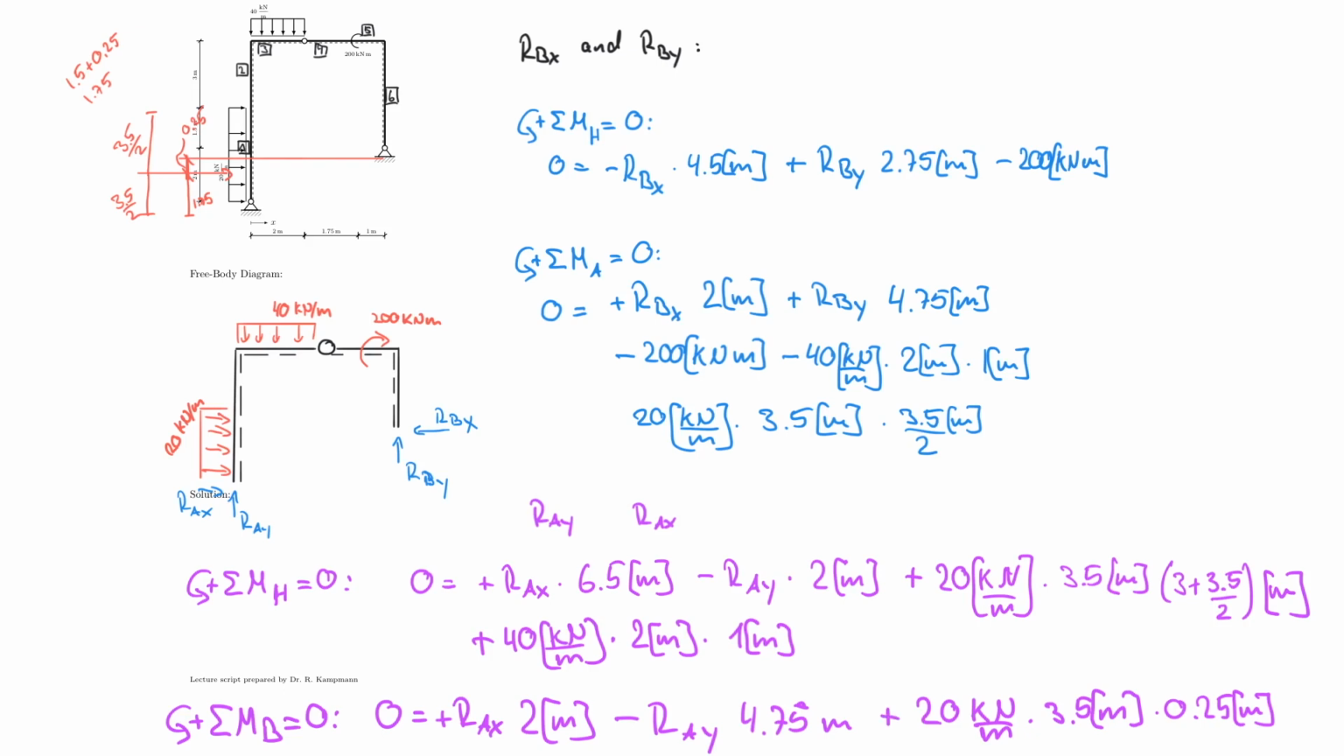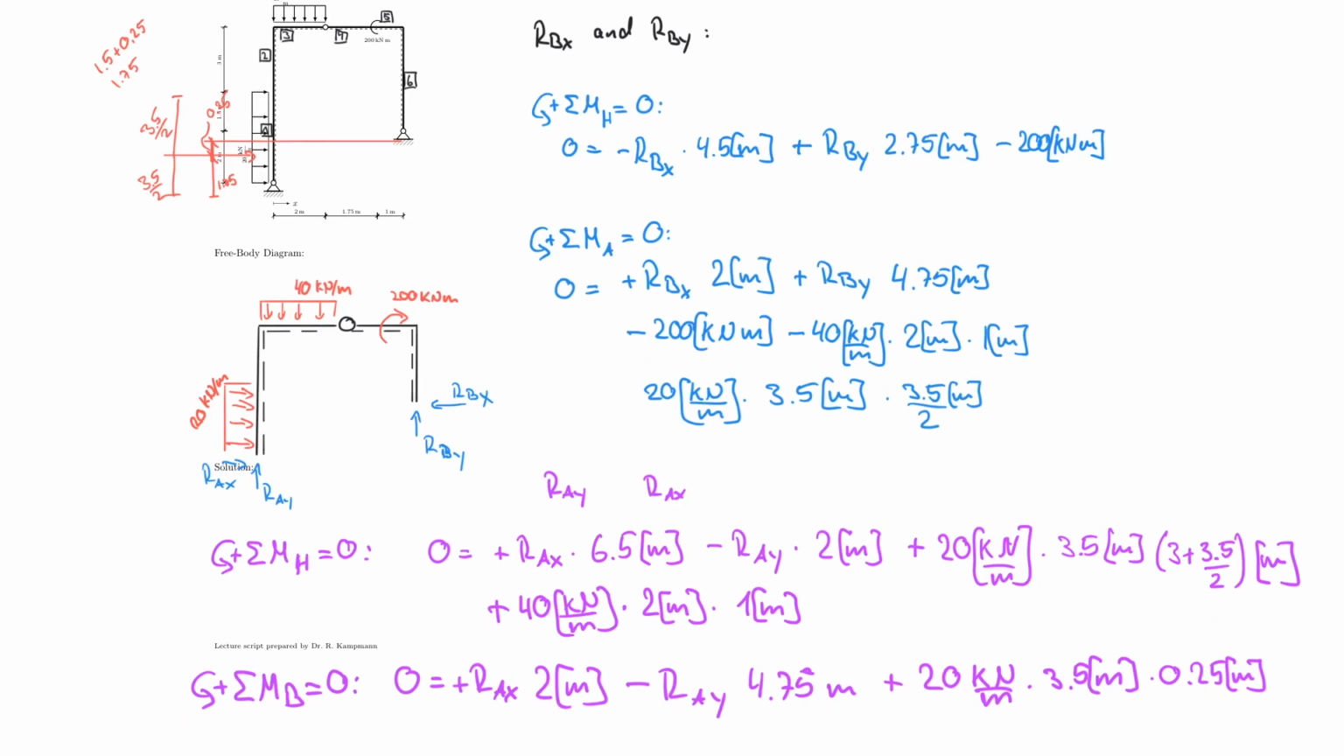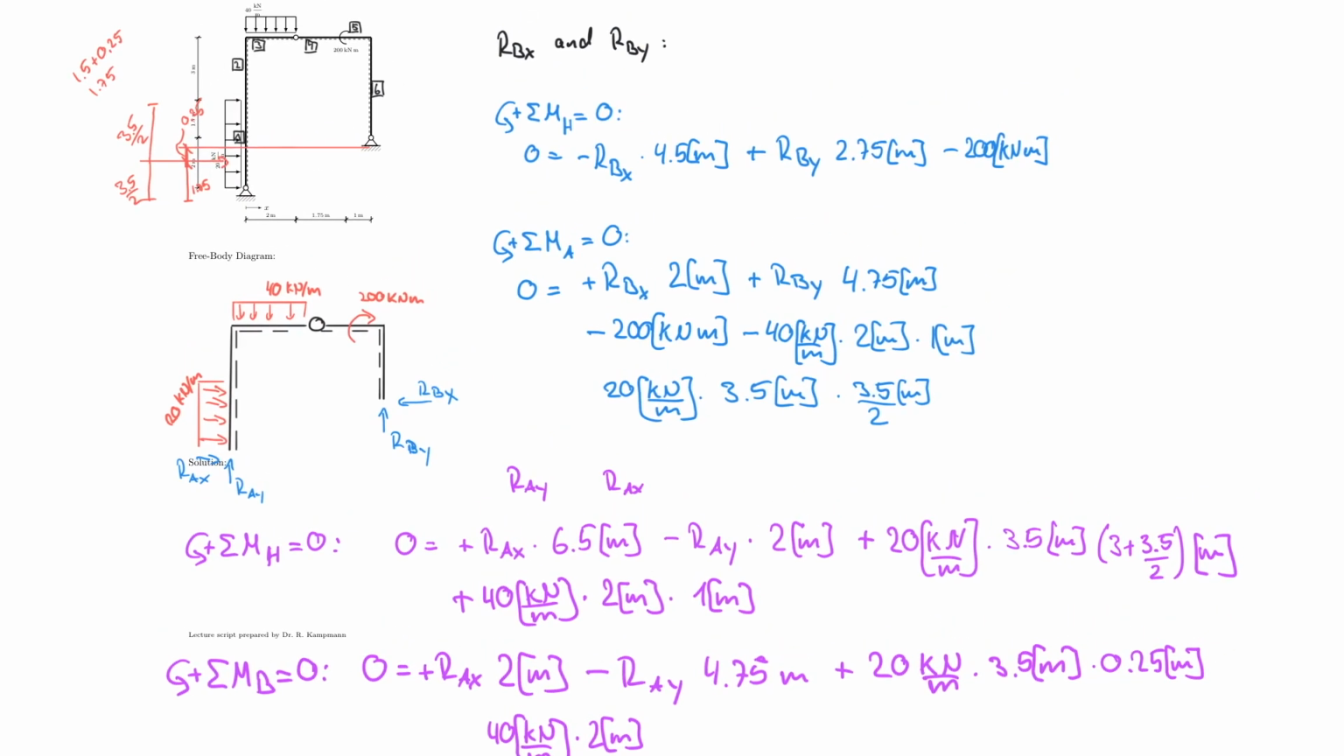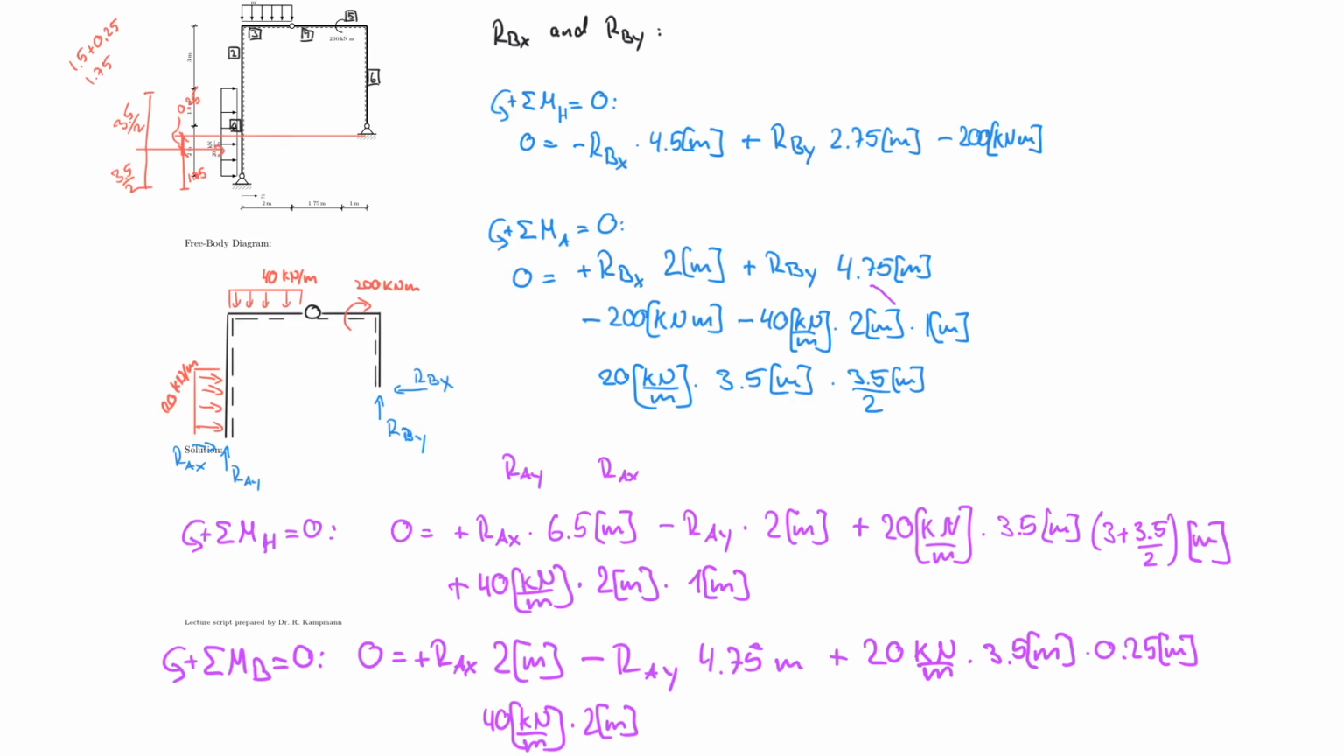So this is positive. And now let's deal with the 40. So 40 kilonewton per meter multiplied by 2 meters. That did not change, but what changes is the lever arm, because now our lever arm is acting from the center of this to here, which means I have to account for all this distance here. So that would be 1.75 plus 1 plus 2 halves. So let's actually write it down that way.